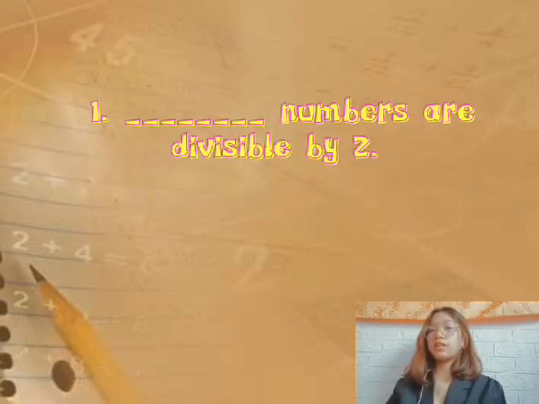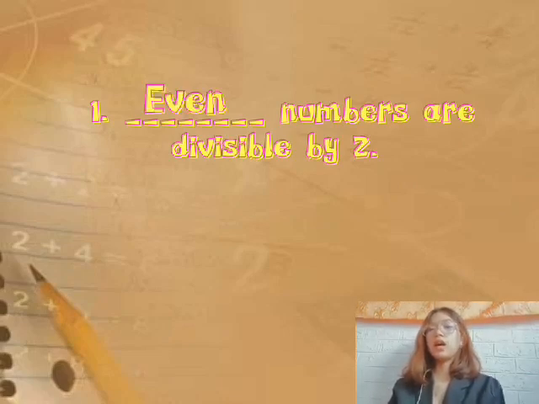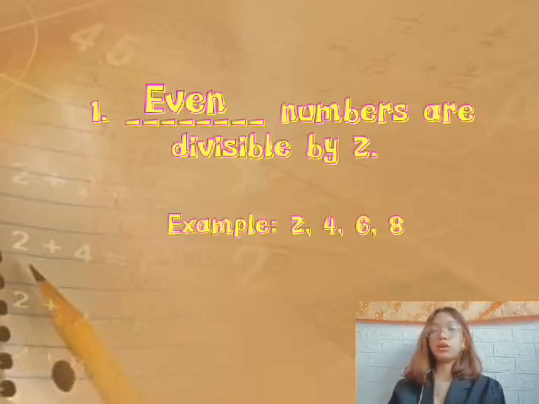Blank numbers are divisible by 2. The answer is even. A whole number that can be divided by 2 into two equal whole numbers. The numbers 2, 4, 6, and 8 are examples of even numbers.